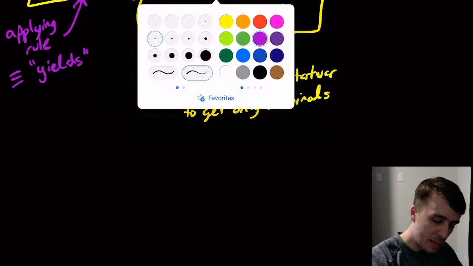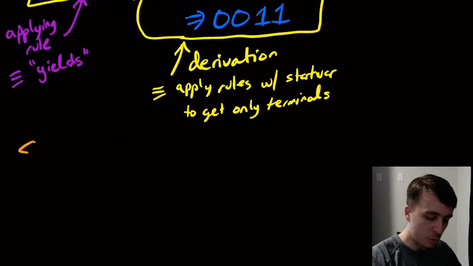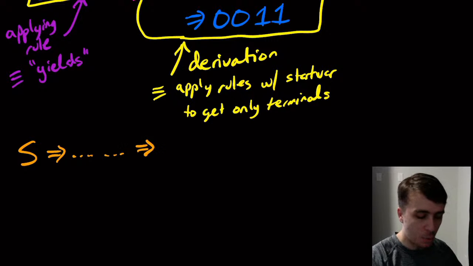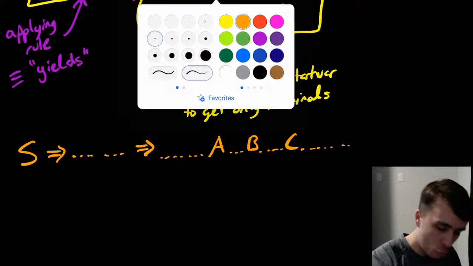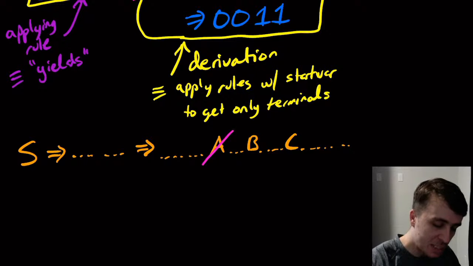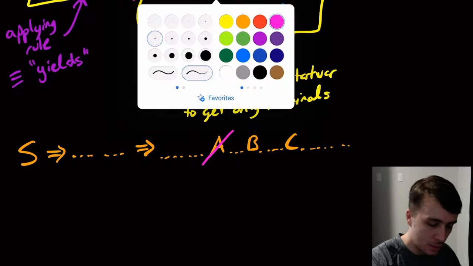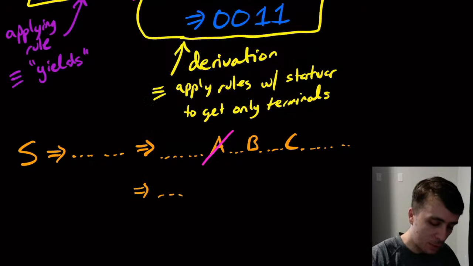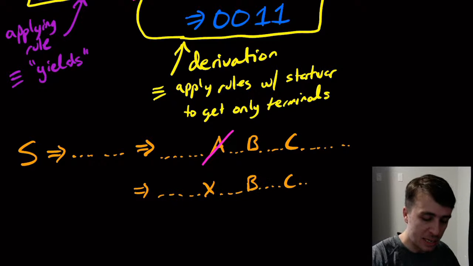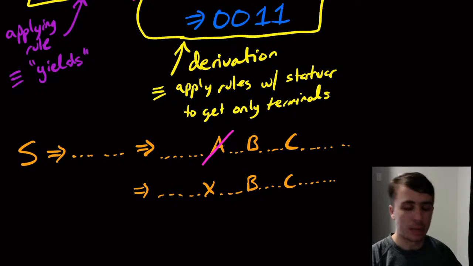So let's say that we have a derivation right here. So we have S applying a rule, and we got some stuff. And then maybe at some point, we're right here, and we have a bunch of variables, let's say A, B, C, etc. And what happens here is that I replace the A with X. Let's just say A to X is a rule. So then after this, I'm going to have X right there with the B here and then the C here, because I can only replace one variable at a time.